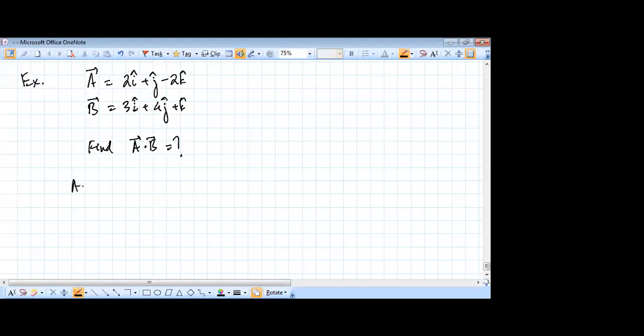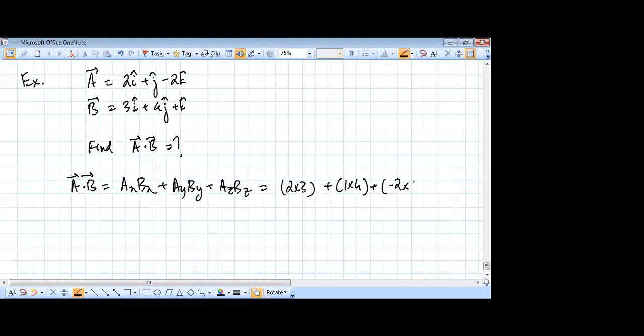Okay, so you can see here that A dot B, correct, Prince, that's good, will be given by this simple formula. Okay. So just substitute 2 into 3 plus 1 into 4 plus minus 2 into 1. So 6 plus 4 minus 2, that's 8. Positive 8. That is our A dot B. Quite simple.